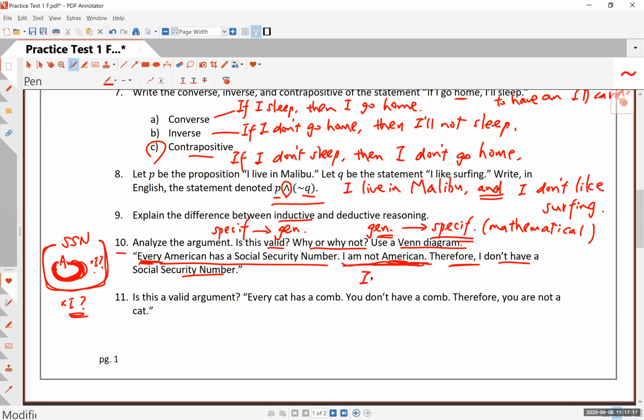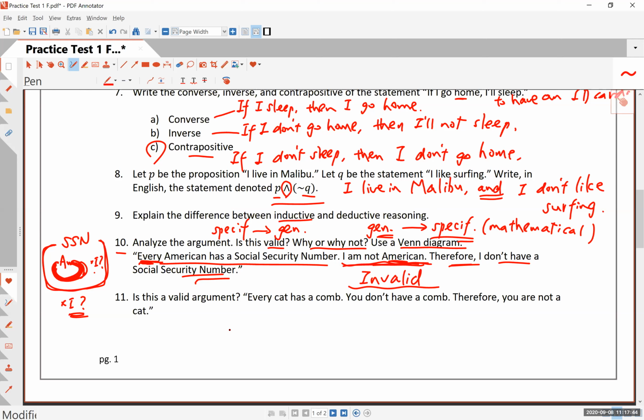So the answer here, remember, you have to have either one of these two words, valid or invalid. The answer is invalid. You can't make this conclusion based on the statement. This is an example of a deductive argument, of course. Sometimes it's called a syllogism. And so this is not a valid argument because just because you're not American does not mean that you don't have a social security number based on the first statement.